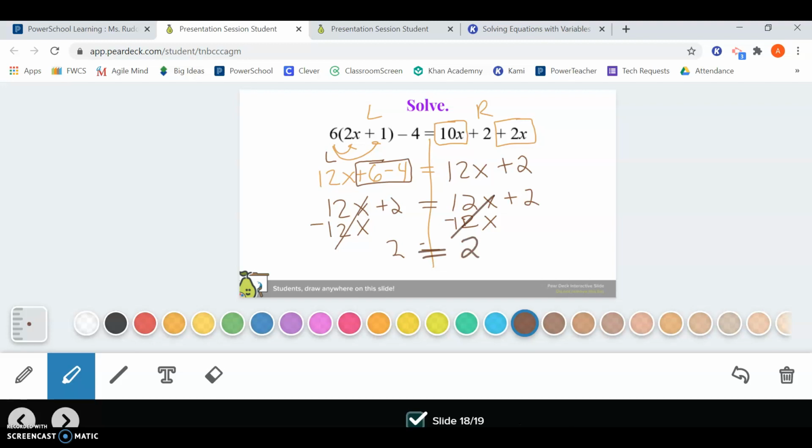Equals 2. Well, that's like what we saw before. So this is a true statement. Both my variables went away because they were the same on both sides. So this would be infinitely many.